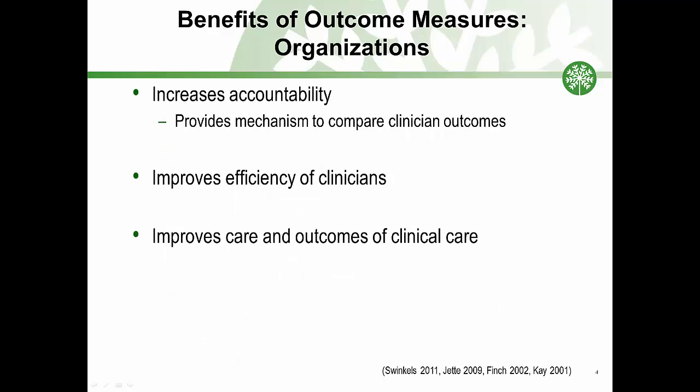In addition to benefits to clinicians and patients, there are also many benefits of using outcome measurement to organizations. These include increased accountability, which provides a mechanism to compare clinician outcomes. It provides a way to understand patient outcomes and ensure quality of care. It improves the efficiency of clinicians. It standardizes the delivery of care. It helps to focus interventions around specific impairments, activity limitations, and participation restrictions. And it improves care and outcomes of clinical care.